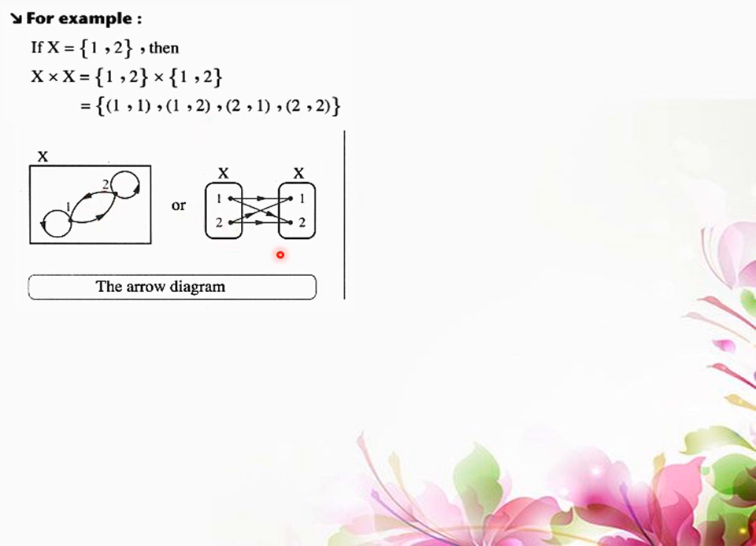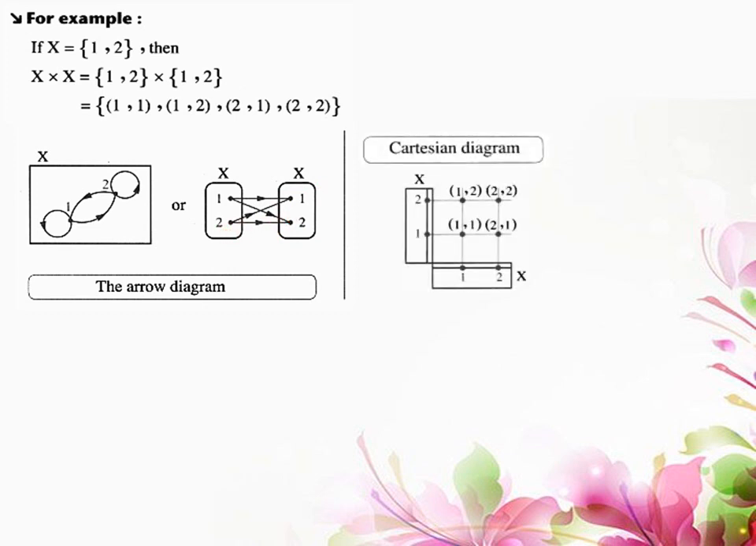The second way, we learned it before. We will draw two columns and write the elements of the set inside them. Then we will connect the elements by arrows: 1 to 1 and 1 to 2, and 2 to 1, 2 to 2. The second way is the Cartesian diagram.